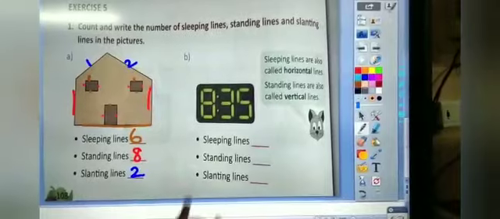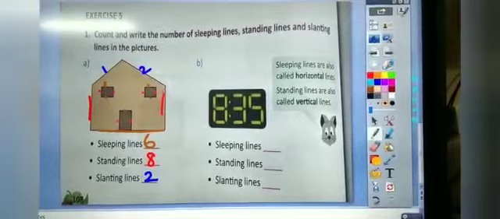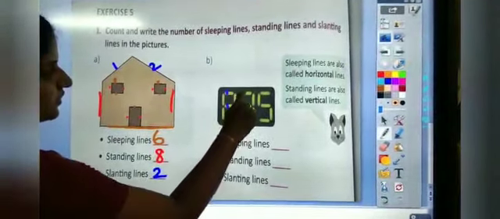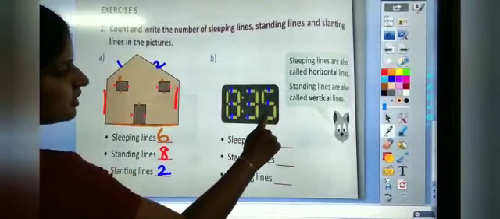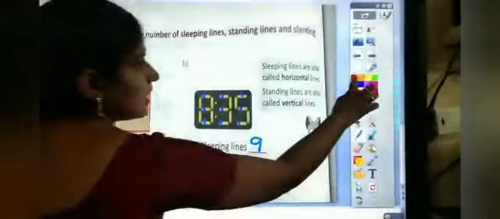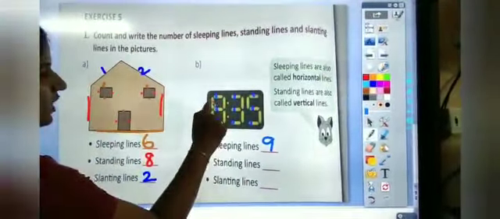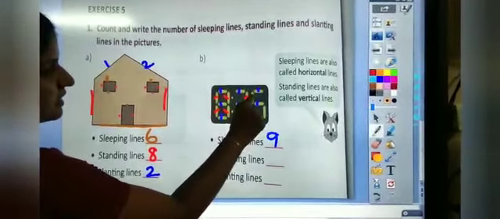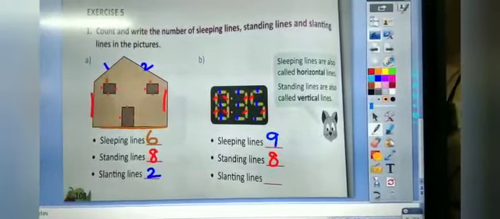And now the next one, it looks like a digital clock. Now we have to count the sleeping lines. For the sleeping lines, 1, 2, 3, 4, 5, 6, 7, 8, 9. So how many sleeping lines? 9 sleeping lines. I picked the color red for standing lines. 1, 2, 3, 4, 5, 6, 7, 8. How many standing lines? 8 standing lines.